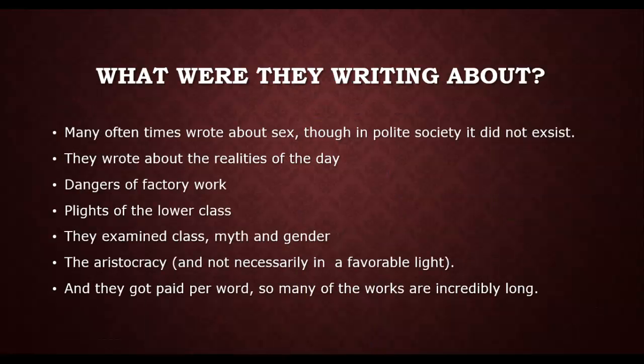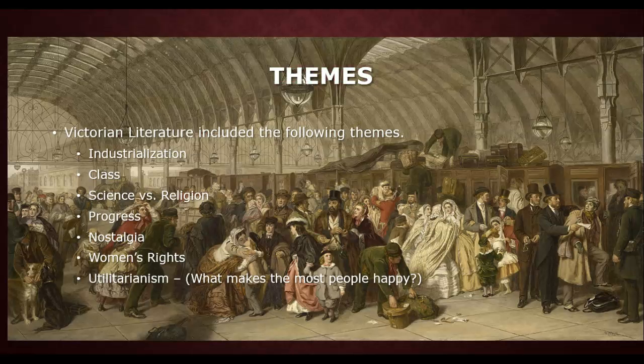What were they writing about? Many oftentimes wrote about sex, though in polite society it did not exist. They wrote about the realities of the day, dangers of factory work, plights of the lower class. They examined class, myth, and gender, the aristocracy, and not necessarily in a favorable light. And they got paid by the word, so many of their works are incredibly long. And this is why our main text will be a play by Oscar Wilde. It's not very long. A lot of the texts were really too long for us to even consider.